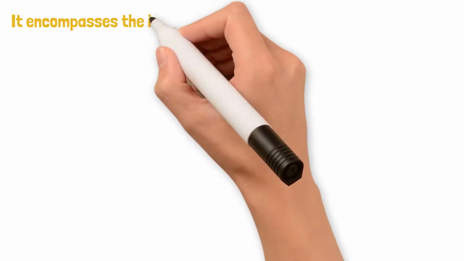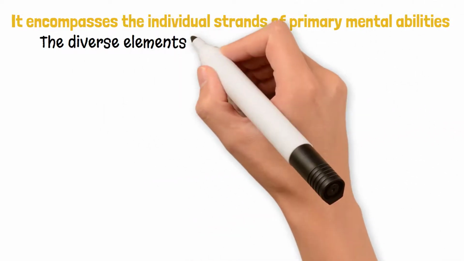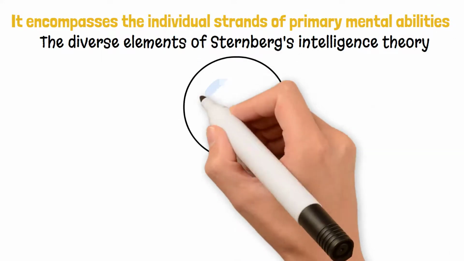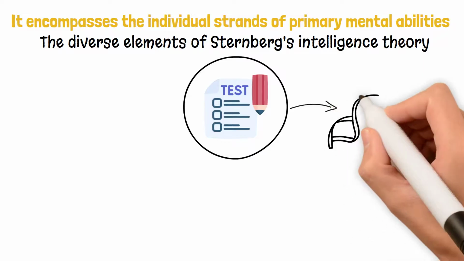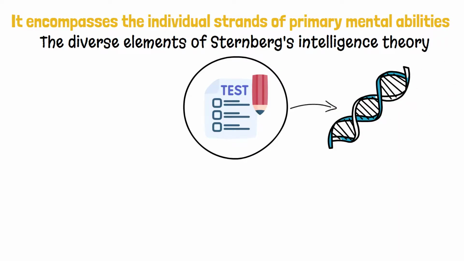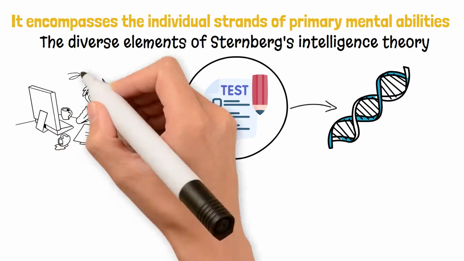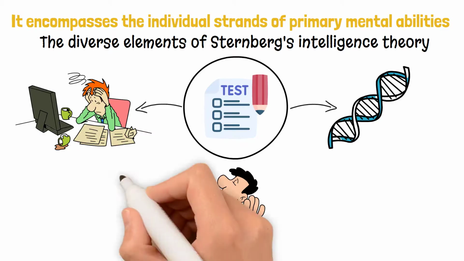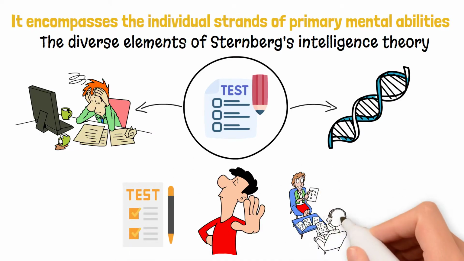It encompasses the individual strands of primary mental abilities, the diverse elements of Sternberg's intelligence theory, and the intricate process of developing fair and valid tests. As we consider the role of genetics and the impact of potential biases, we gain a deeper appreciation for the complexity of human intellect. Intelligence is not just about the scores on a test. It's about the vast and varied ways in which we engage with and understand the world around us.